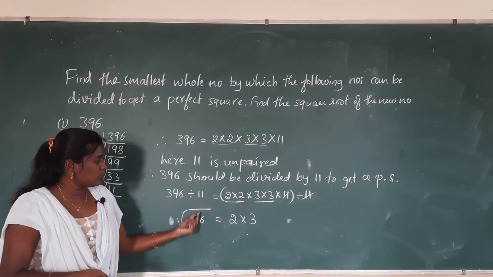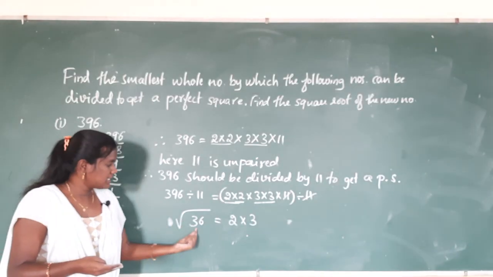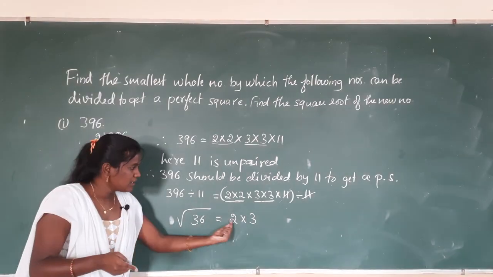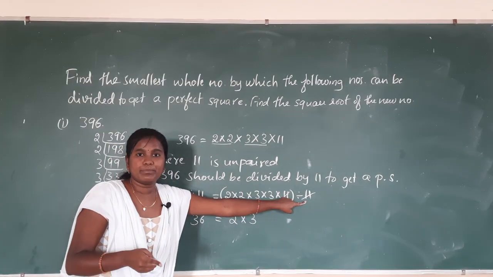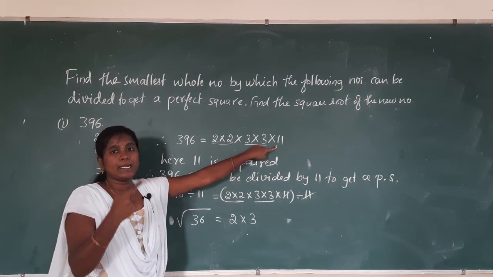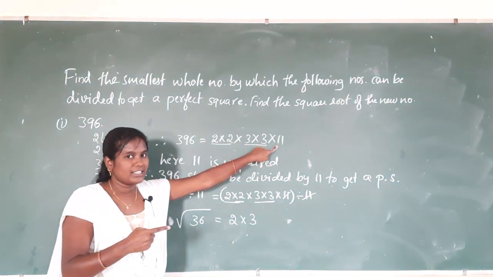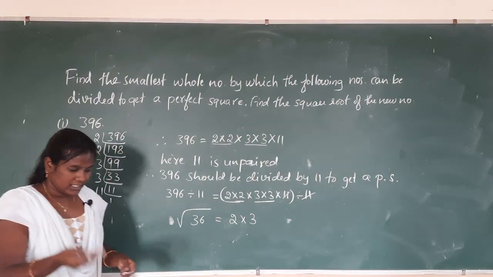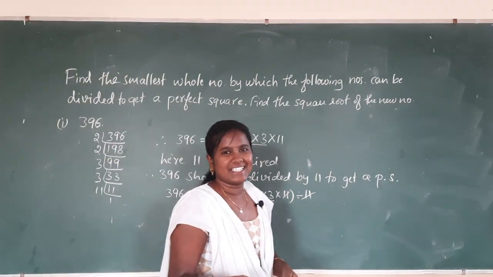The new number is what? Yes, it is 36. Okay. So by which it should be divided? It should be divided by the number which is unpaired. Are you getting? Yes. So now we will take one more number and then you will understand it clearly.